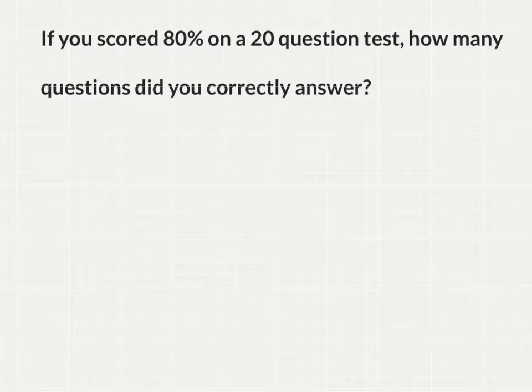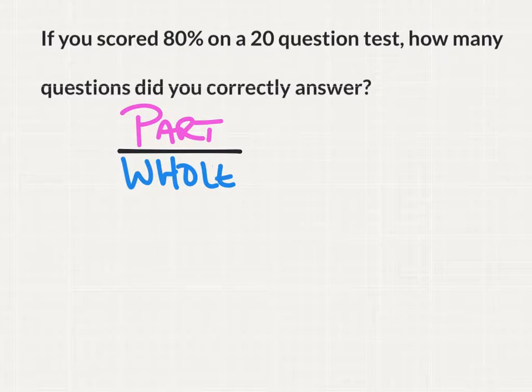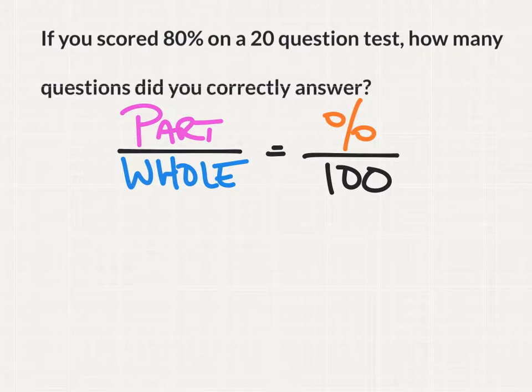If you scored 80% on a 20-question test, how many questions did you correctly answer? I need to build a part, whole, percent proportion. I need to build 2 equivalent ratios like this. Part over the whole equals the percent over 100.